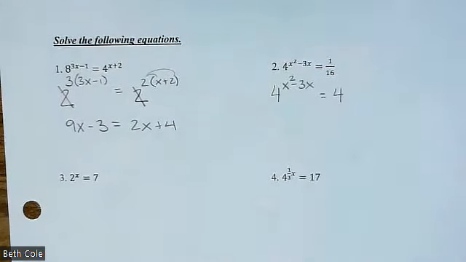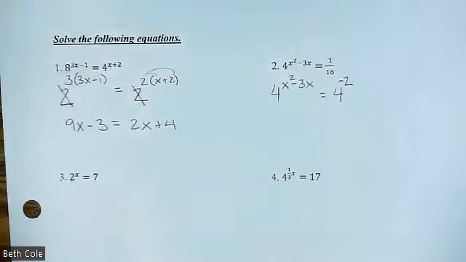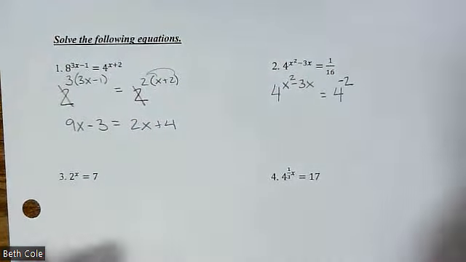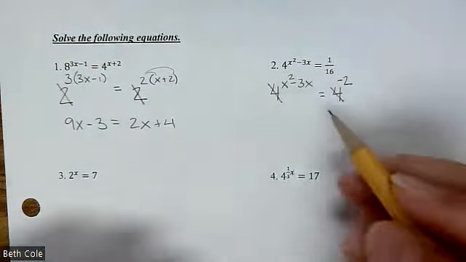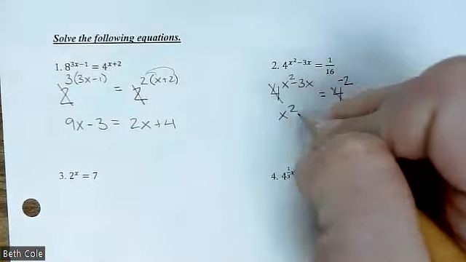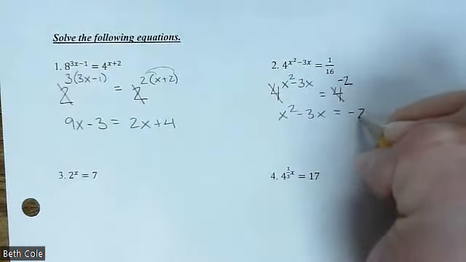All right, on the other side, you want it to be a 4. 4 to what power gives you 1/16? -2. Good, negative because it flipped. Good job. So they're the same. They're going to drop out. You're going to have x squared minus 3x equals -2.